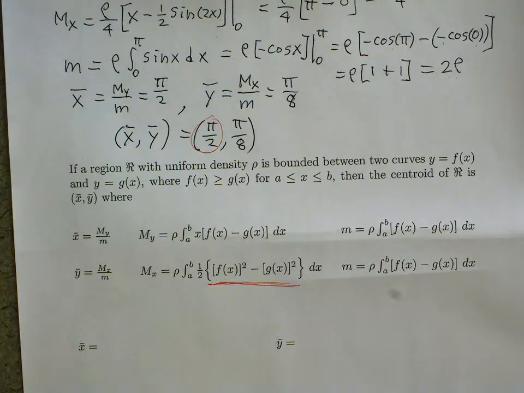So it makes sense in every way, but you can think of it graphically. If you were to square f of x minus g of x, you would be actually finding the y-coordinate of the centroid of a different region. Anyway, just watch out for that.